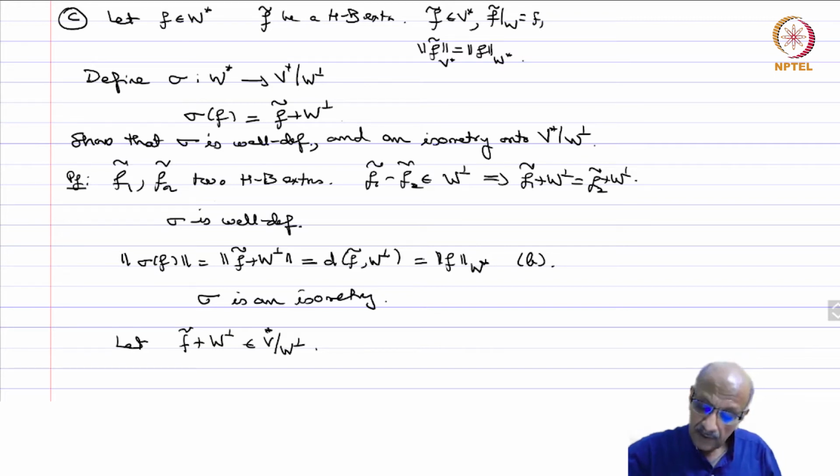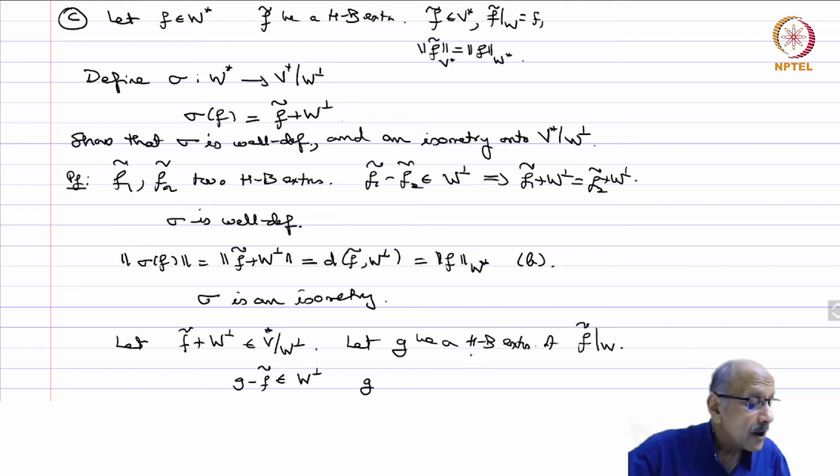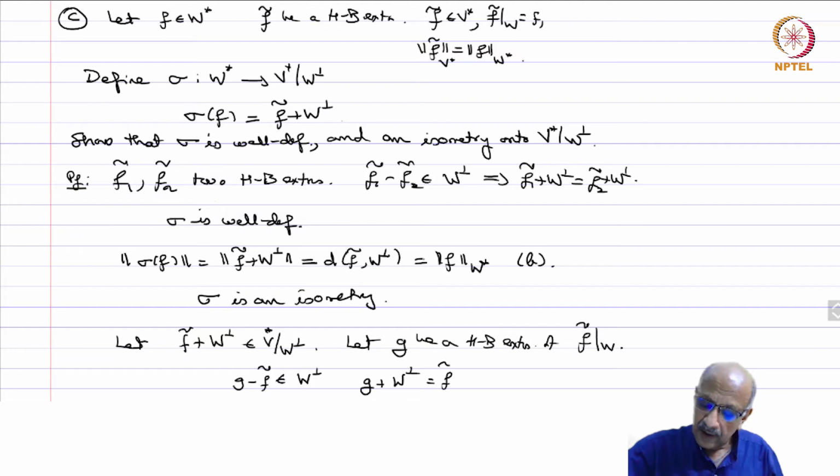So let G be a Hahn-Banach extension of F tilde restricted to W. So, G also agrees with F tilde on W, and therefore G minus F tilde belongs to W perp, and therefore G plus W perp equals F tilde plus W perp.